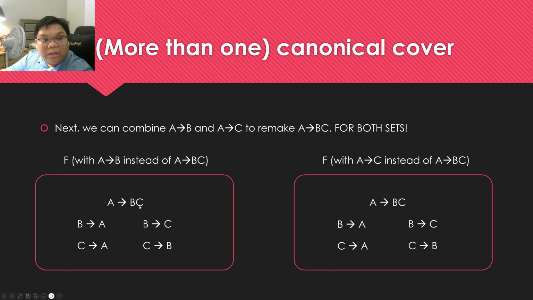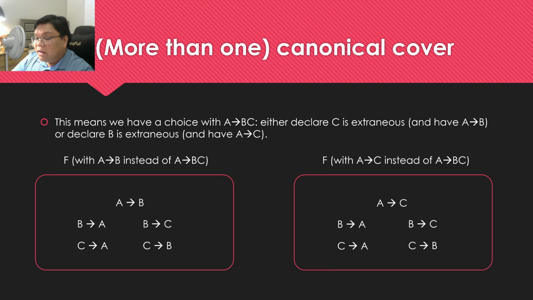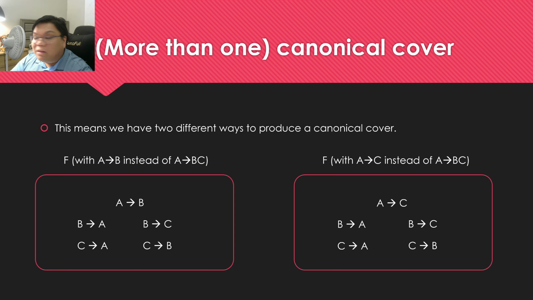That means we have two options for where to go here. Since we were able to remake the rule A determines BC for both sets, we have two options for where to go with our canonical cover. We can eliminate B on the right hand side for A determines BC, or we can eliminate C on the right hand side for A determines BC. So you have a choice to make. Declare C as extraneous and have A determines B, or B extraneous and have A determines C. So, as I said, we have two ways to make a canonical cover here.